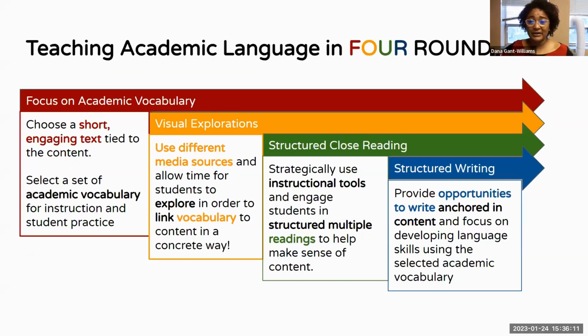So we're going to get into this particular strategy. It comes in 4 rounds. The first round is the focus on the actual vocabulary that you'll pull out of a short text. Then the students will make a connection from the academic vocabulary to a visual, and then they will engage in the close reading. So as you can see, the close reading is the third activity in this particular strategy. And then it sums up with writing.